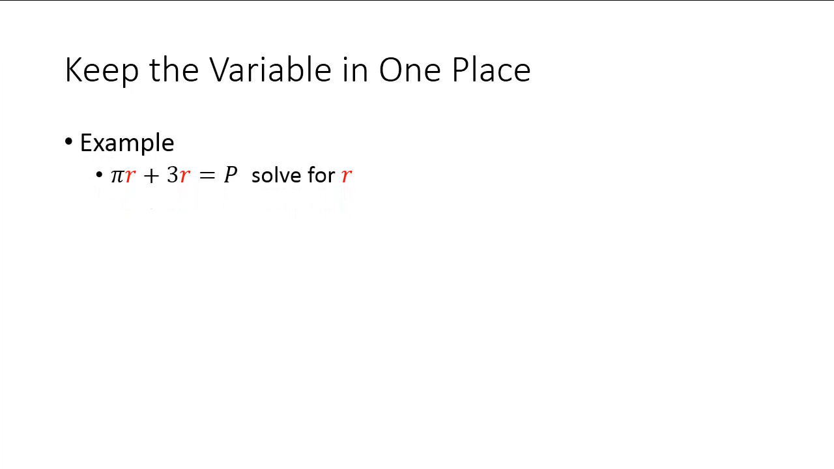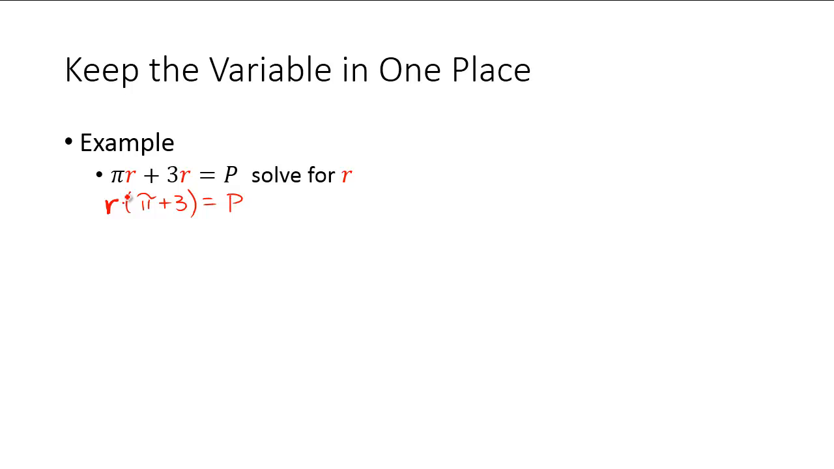So you could have the variable in various places in your equation. You want to get them all together so that you can combine like terms. So you can think of this as factoring the r, or you can say I'm combining like terms. Either way, you have pi plus 3 times r. It can be written like that. And that way, if you have r by itself, you can then isolate it.